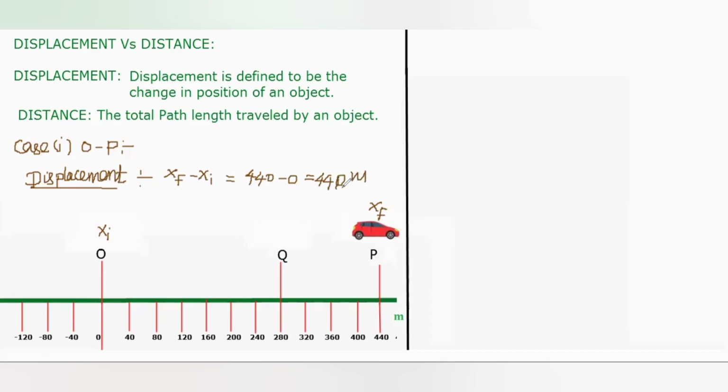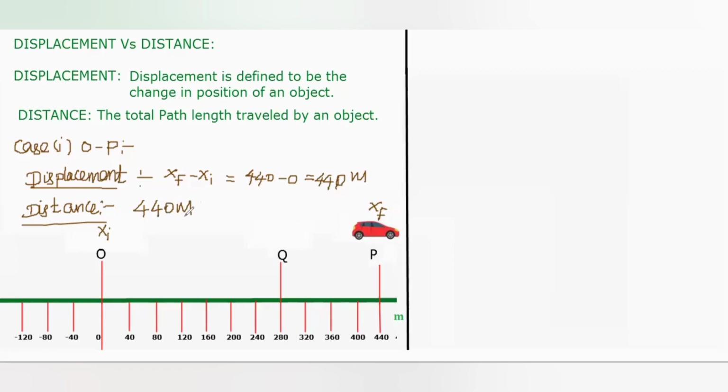It means that the displacement for the first case is 440 meters. Then what is distance? As per the definition, the distance is the total path length traveled by an object. Initially, the object is at point O. Finally, it is going to reach the point or position P. So in this motion, the total distance traveled by the object is from 0 to 440 meters. So the total path length is also 440 meters.